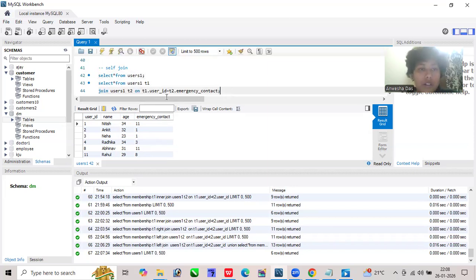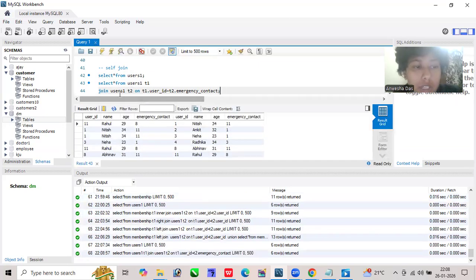So here I'll write select star from user 1, and here I have given one name, that is T1, and we'll write join. Join means only the self join. Again user 1 T2. With that same table I am trying to perform the self join, not another table, in that particular table only. So user 1 T2 on T1 dot user ID equal to T2 dot emergency contact. Now let's run.